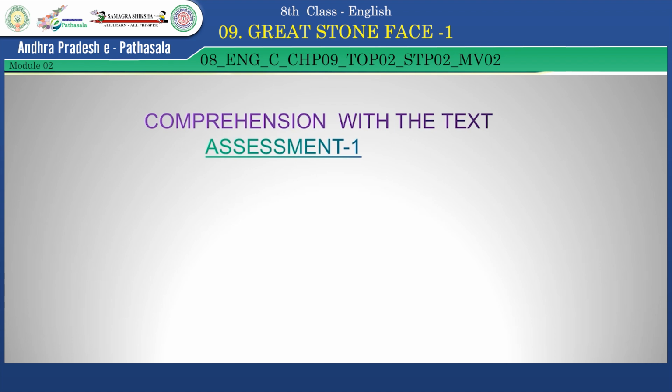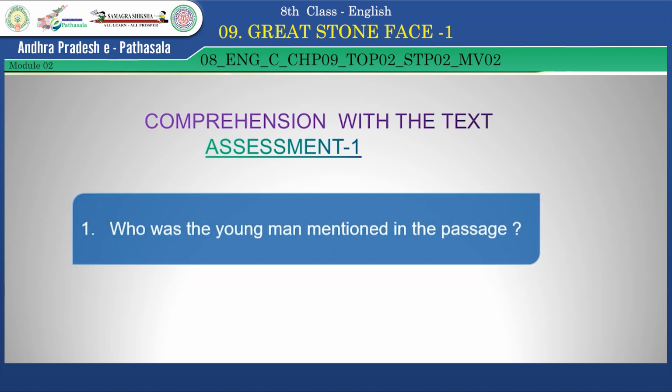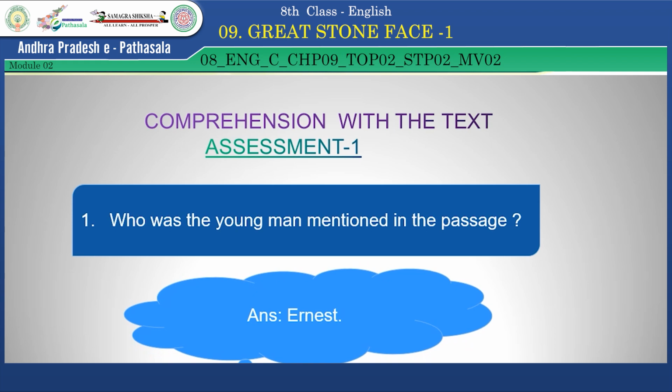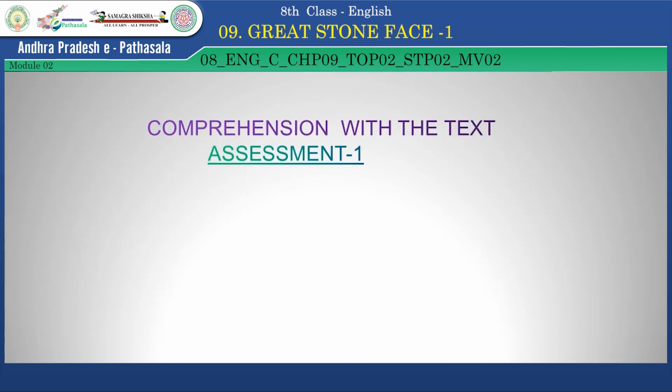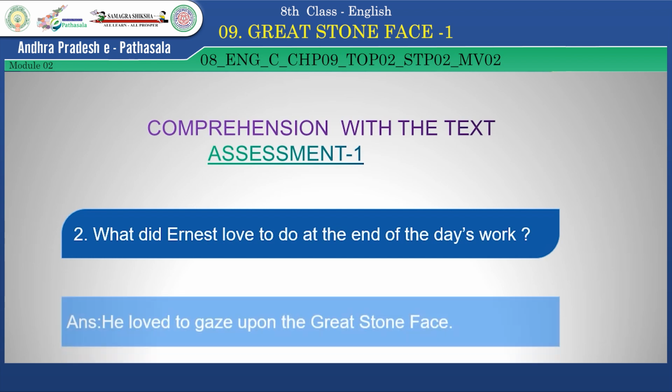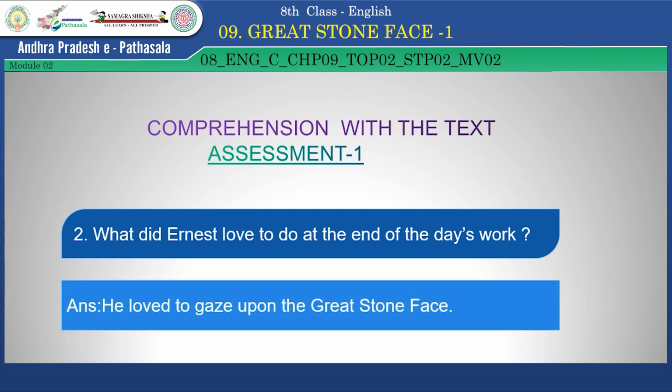Comprehension with the text. Assessment 1. Who was the young man mentioned in the passage? Yes, you are right. The answer is Ernest. See the next one. Question number 2. What did Ernest love to do at the end of the day's work? Answer. He loved to gaze upon the great stone face. Very good. Dear children, try to answer the next question.